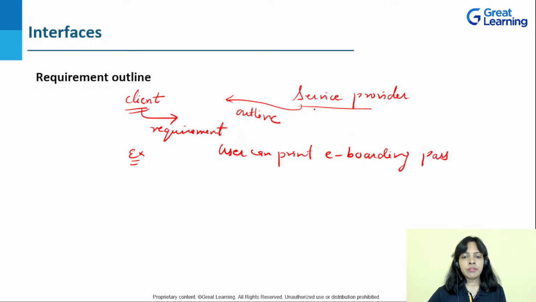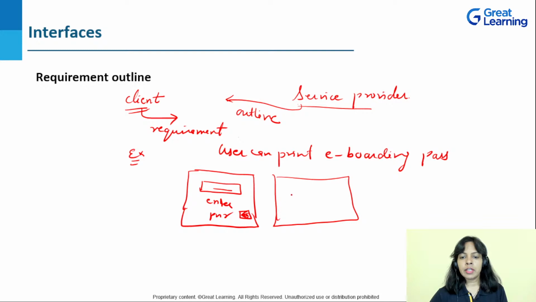The service provider will say, fine, I understood the requirement. He or she will discuss and then come up with a requirement outline, and tell the client, this is what we have thought of: there will be a display screen with an option to enter the PNR. Once the user enters the PNR and clicks this button, the next screen will be something like this, where there will be a button that says print e-boarding pass. Once the user clicks on this, he will get his boarding pass printed.